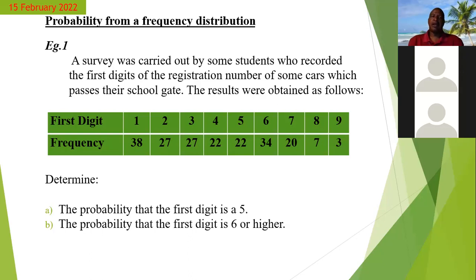So here, for this example, a survey was carried out by some students who recorded the first digits of the registration number of some cars which passed their school. The results were obtained as follows. All right, so the first digit of the registration plate or the license plate is recorded in the first row. And the frequency is in the second row. All right, now they want to determine the probability that the first digit would be a 5. How can we calculate the probability of the first digit being a 5?